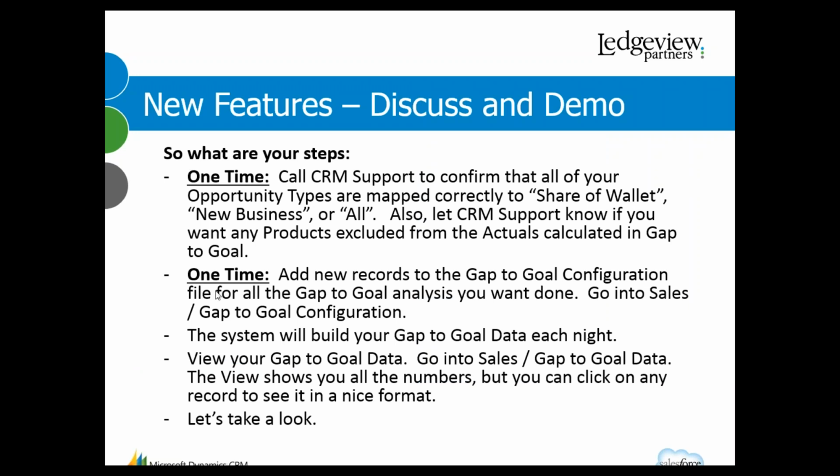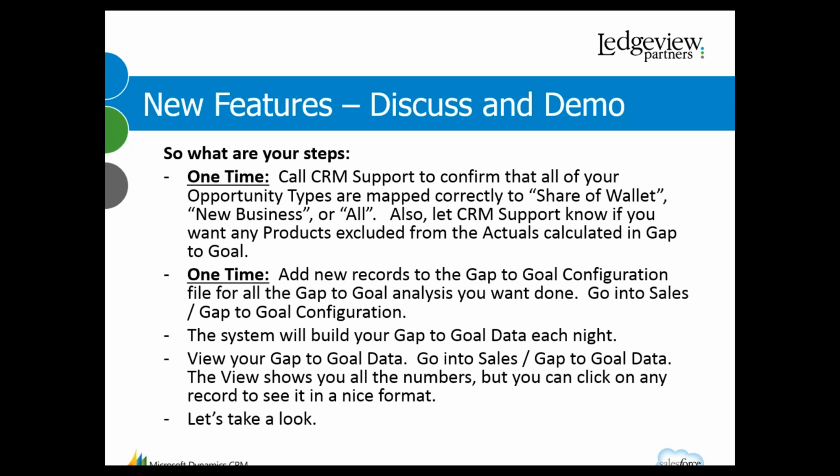All right, then one other one-time thing is you just go in and set up all of the gap to goal configurations that you want. So again, I mentioned earlier, I want to run a company gap to goal report. I want to run a salesperson gap to goal report, for an individual salesperson. So the beauty of this is it's not like you have to do this every time and then run a report. You're going to set this up once, and then every night the system is just going to crunch the data for you.